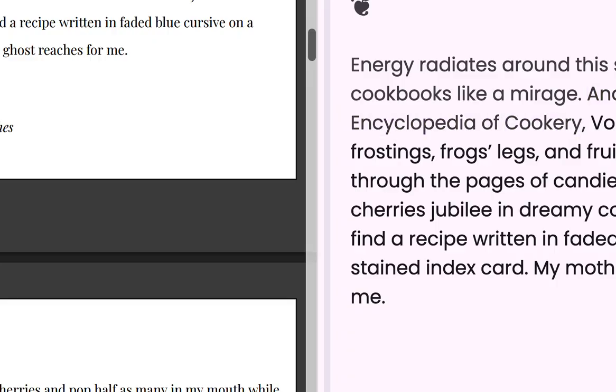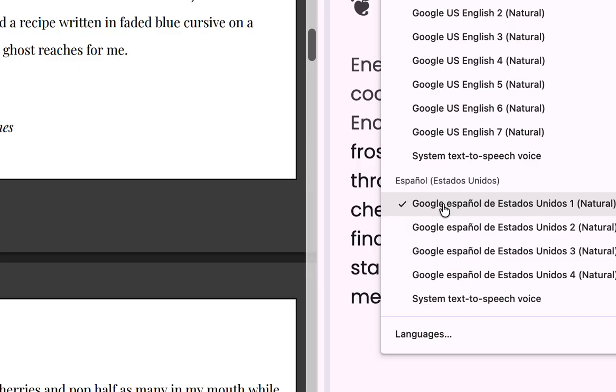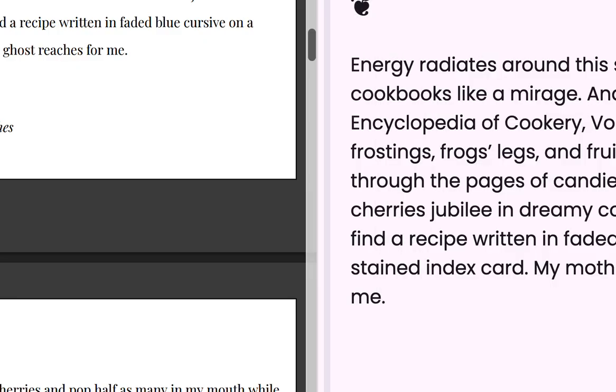Isn't that amazing? You can also, and why I like the United States Spanish too, for me, how they pronounce the words feel more clear.